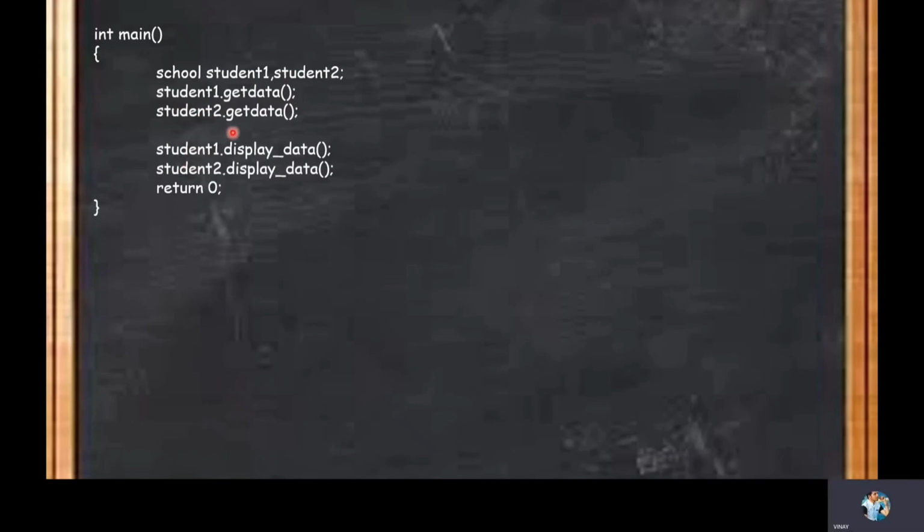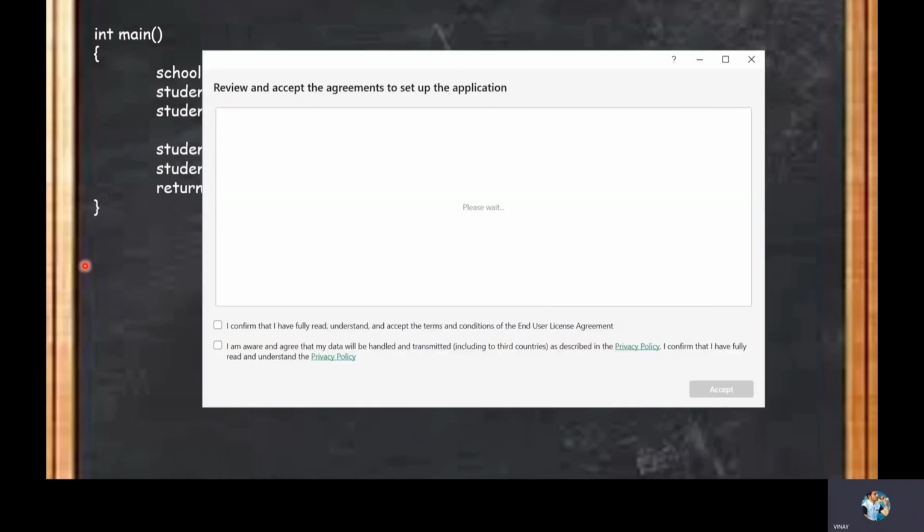Then student2 dot get_data. Here student2 is an object and dot is the operator. Then get_data is a member function. Like this we are calling a member function. Similarly we call the display_data member function. With respect to student1 we call the display_data member function, and with respect to student2 we call the display_data member function, using object names student1 and student2 and the dot operator. Then return 0. Because the integer data type is used, we write return 0. Then we write the closing bracket.